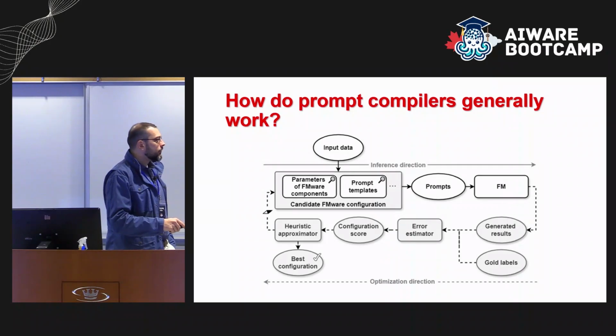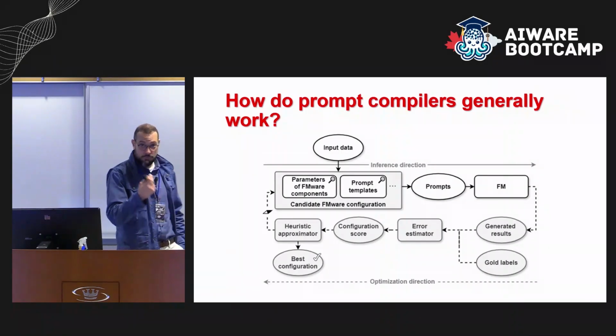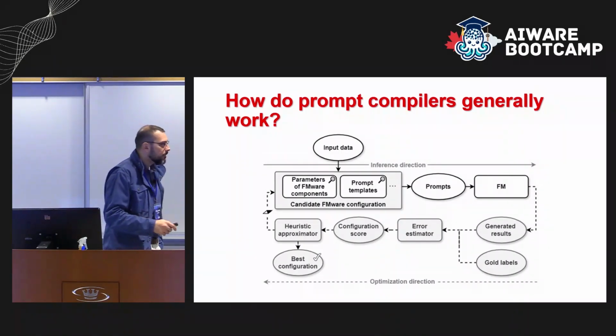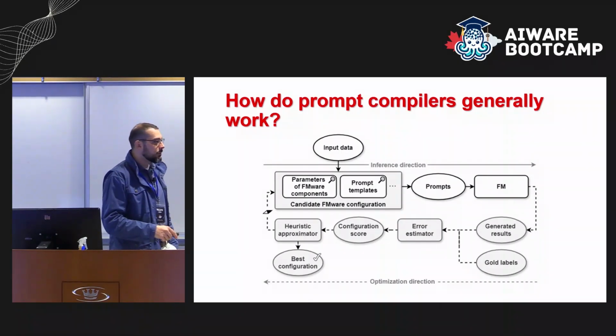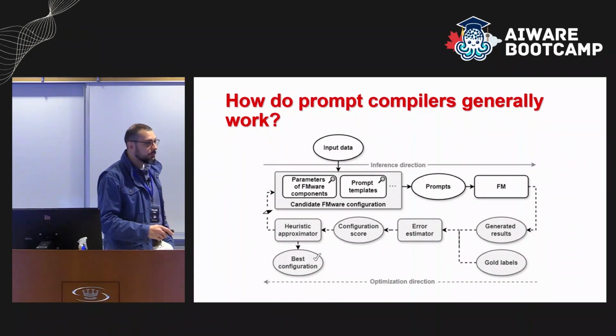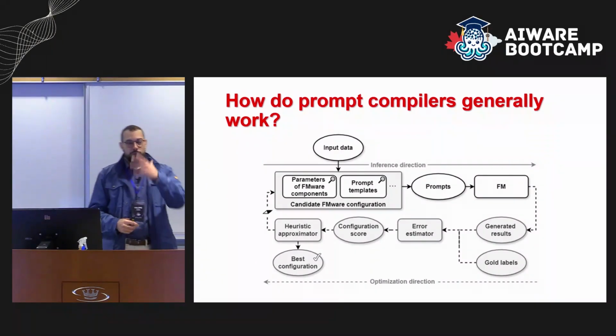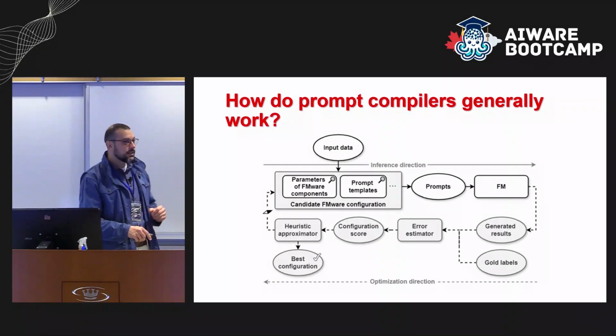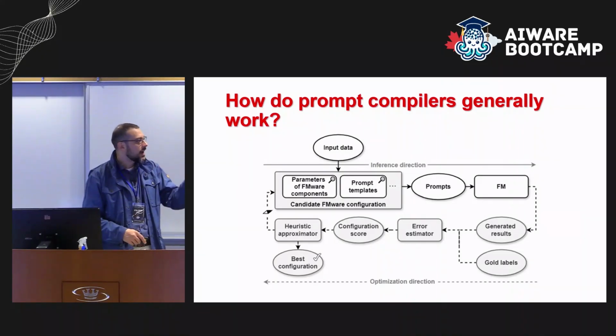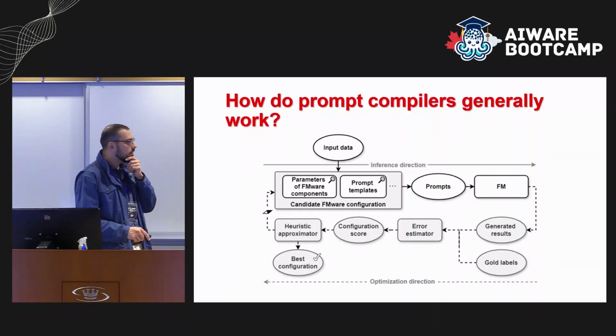All right, so from here you get your prompts, because the input data fills up the prompt templates, and you get prompt instances that are passed to the foundation model. The foundation model will end up generating these results. Another input to these compilers are gold labels. So for this input data instance, I expect this response; for this other instance, I expect that other. So you need these gold labels here.